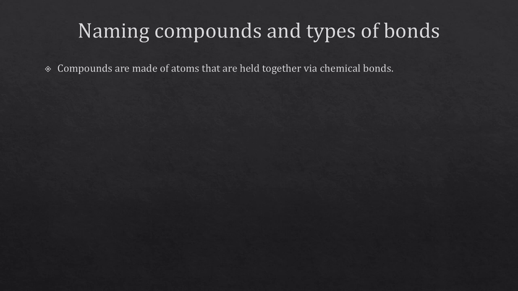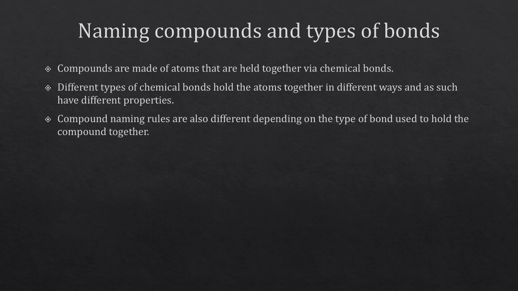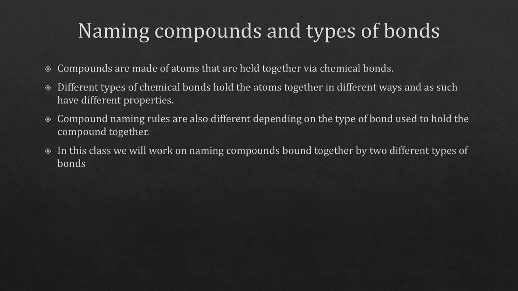So our compounds are made of atoms, and we hold them together via chemical bonds. Different types of chemical bonds are going to hold atoms together in different ways. And as such, they're going to have different properties, so we'll talk about them differently. The chemistry is different. Compound naming rules are going to be based on the type of bond used to hold the compound together. So in this class, we will work on naming compounds bound together by two different types of bonds. I mention this because there are other types of bonds for compounds as well, but we're going to stick to these two.